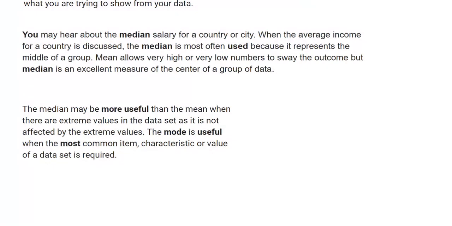Now, the mode is useful, but only when we're looking for the most common item. So, for example, if I was making adult shoes, it might be very useful for me to work out what shoe size was the most common. So, therefore, I would be using the mode if that is my desired interest. So it's really important when we are looking for the most common item. But otherwise, it is not used that much, really, when we're dealing with large amounts of data.